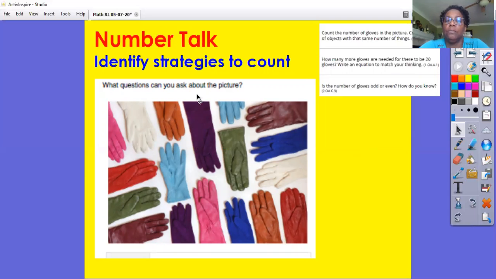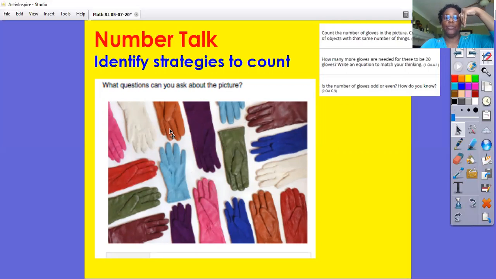When I look at this picture of gloves, I notice that some gloves are going different directions. We have some fingers that are pointing down, pointing towards the right, pointing to the left, and pointing up. So we can count those by whichever direction they're going in. Let's try it. Let's go ahead and count the ones that are going down.